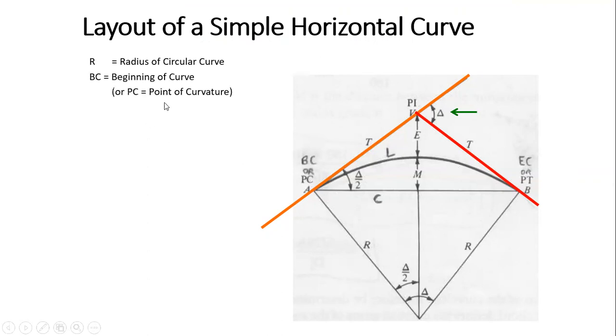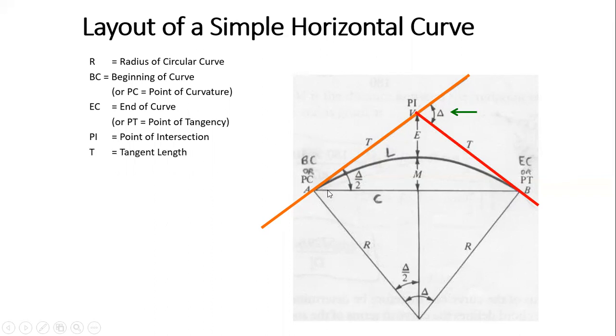Next, PC, or for the point of curvature, this point. And PT for the point of tangency, yung last point, no? As point P. Next, PI. So ito yung point of intersection ng dalawang tangent line. So this is the first tangent line, this is the second tangent line. No?